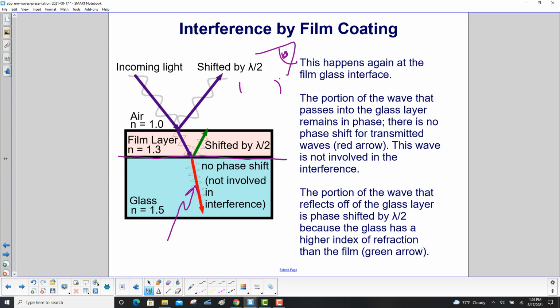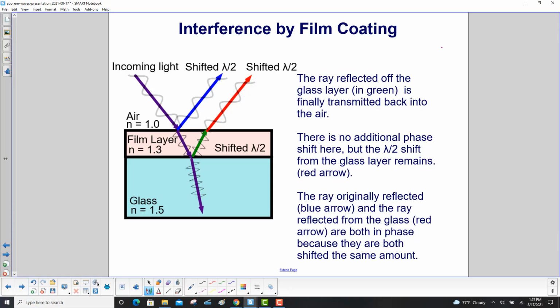The portion of the wave that reflects off of the glass layer is phase shifted by lambda over 2 because the glass has a higher index of refraction than the film. And that's the green arrow right there. That's been phase shifted by lambda over 2.